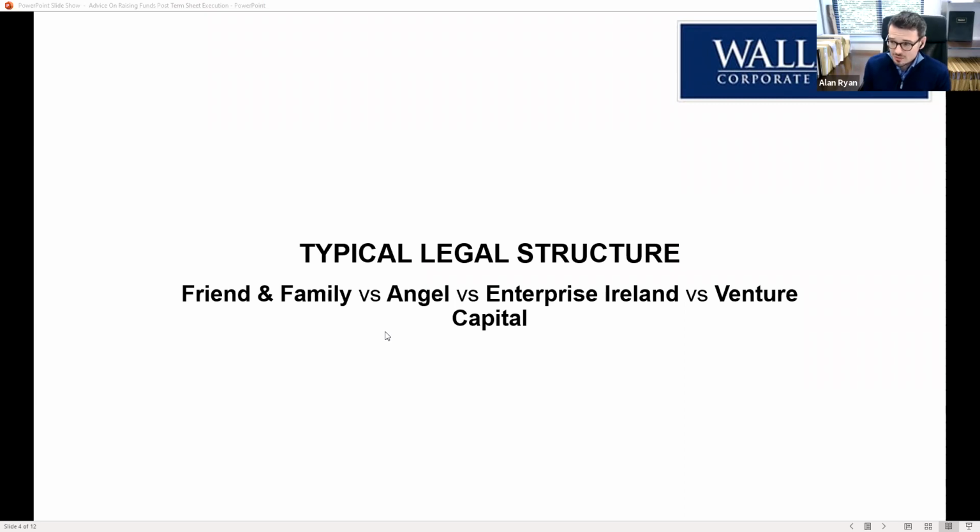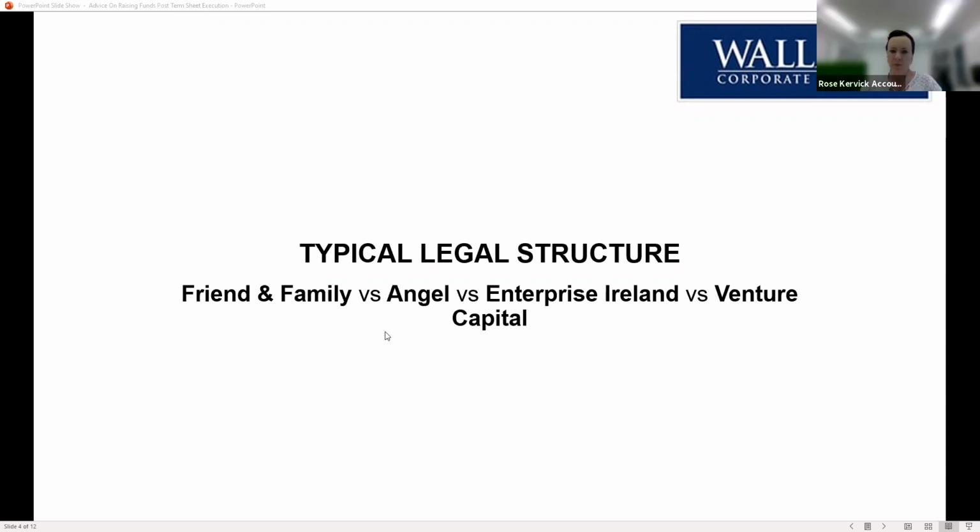So what we hope to do here is run through typical legal structures and ancillary matters relating thereto. We'll start off with the more informal type of funding round, from friends and family onto angel, then a bit more formal, onto the likes of family offices, Enterprise Ireland, and onto VCs. We'll touch on those as well.